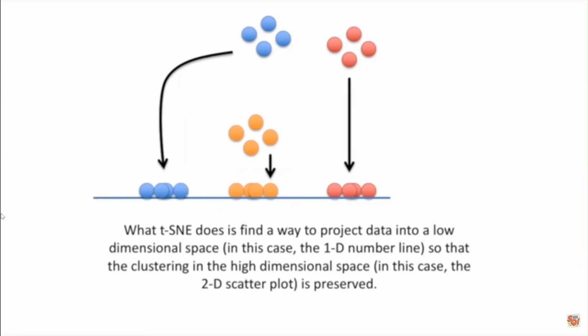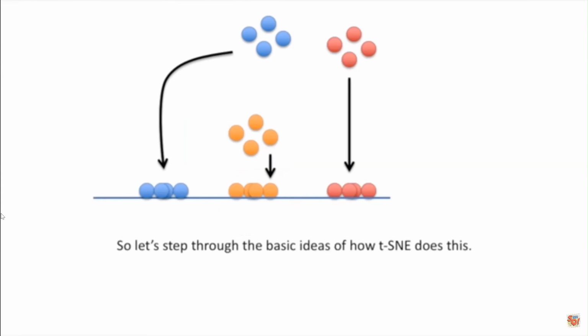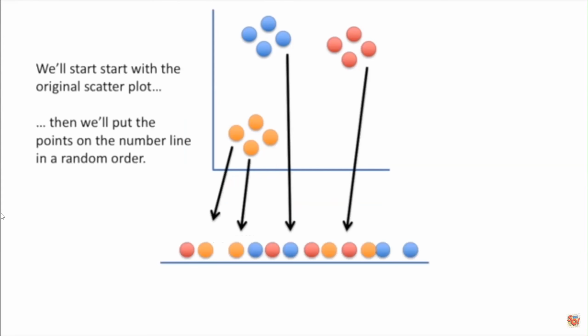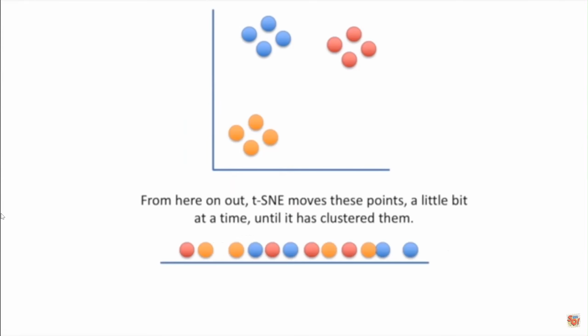What t-SNE does is find a way to project data into a low-dimensional space, in this case, the one-dimensional number line, so that the clustering in the high-dimensional space, in this case, the two-dimensional scatter plot, is preserved. So let's step through the basic ideas of how t-SNE does this. We'll start with the original scatter plot. Then we'll put the points on the number line in a random order. From here on out, t-SNE moves these points a little bit at a time until it has clustered them.